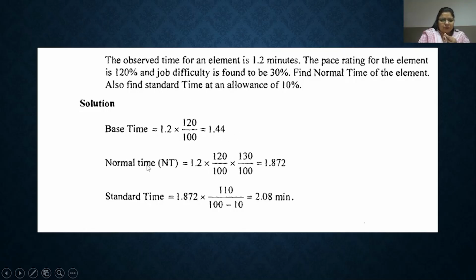Next, what is the normal time? The normal time is equal to 1.2 multiplied by 120 upon 100, and we will add the difficulty adjustment of 30%, that is 100 plus 30, so it will be 130 upon 100. So this is 1.872. Next is the standard time. How will we calculate it? 1.872 multiplied by 100 upon 100 minus 10 gives 2.08. So we can easily calculate it through the formulas.